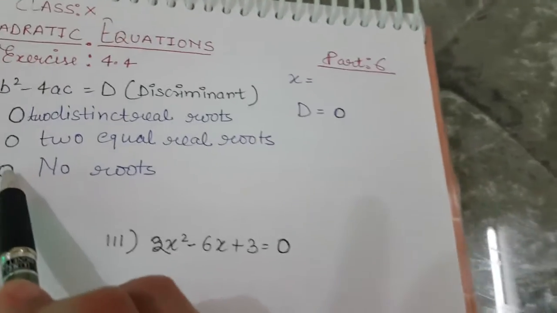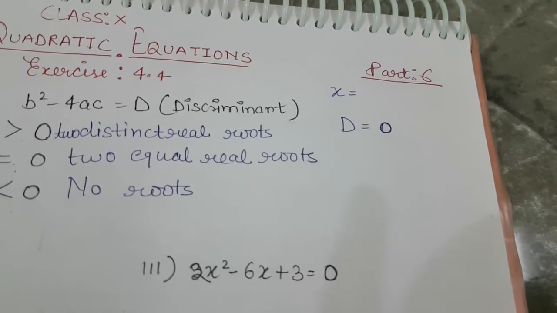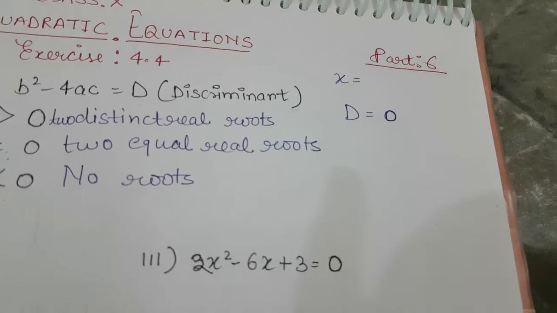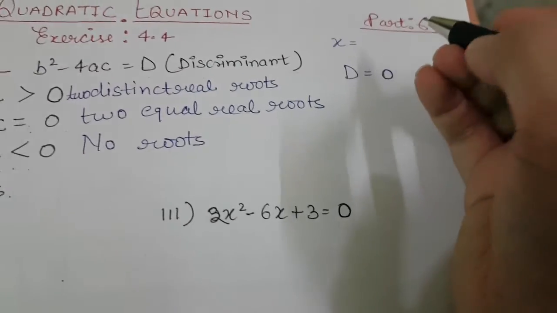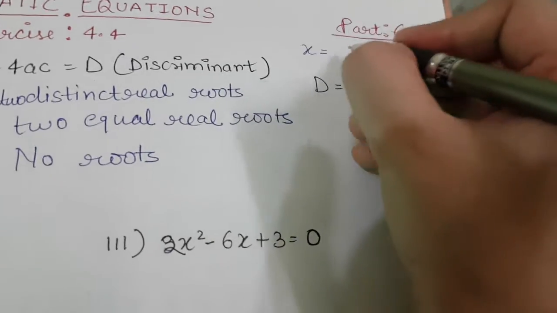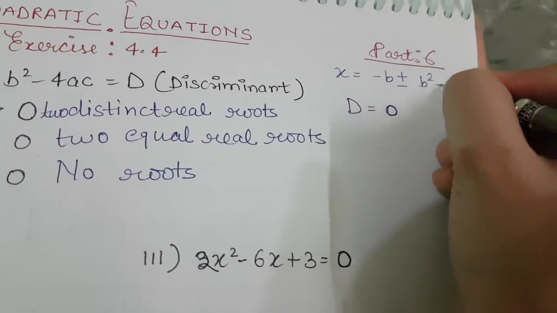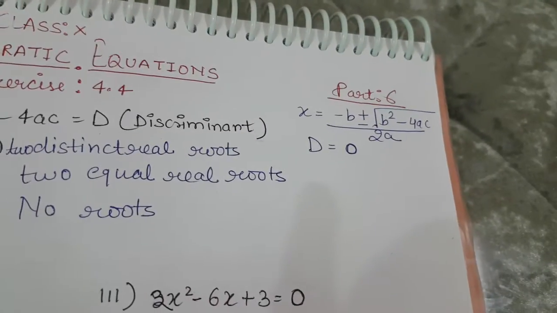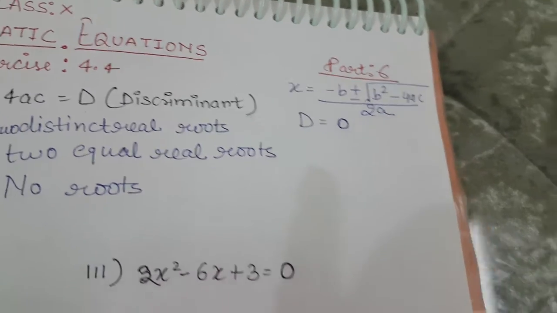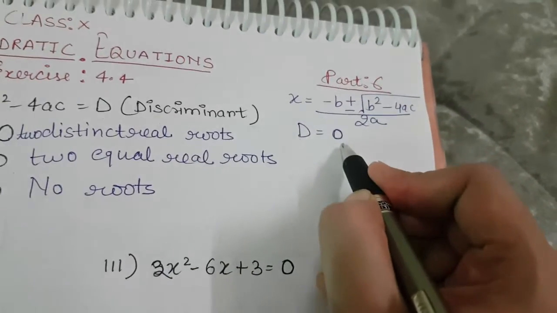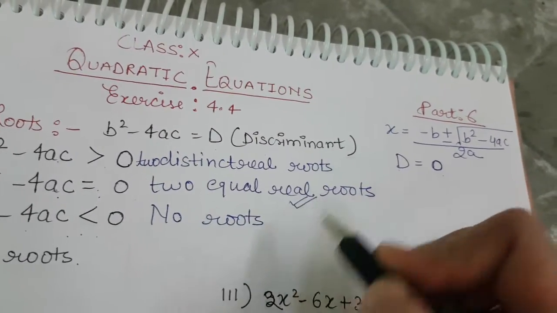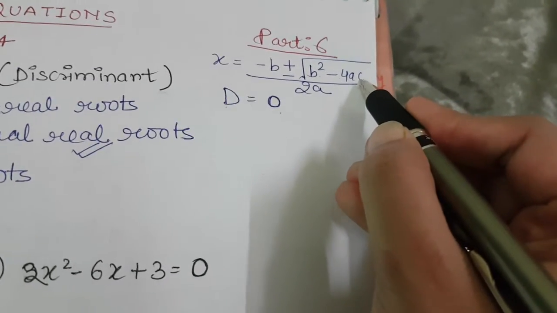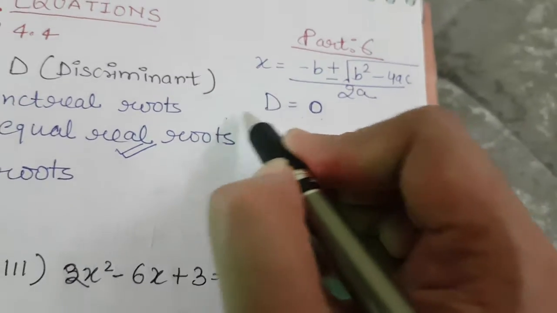Now students, one more thing I want to tell you: after finding the nature of roots, if they are asking for the roots also, we apply the quadratic formula. You know the quadratic formula is minus b plus minus square root of b square minus 4ac upon 2a. This is the quadratic formula to find the roots of a quadratic equation. But tell me, if D value is equal to 0, the nature of roots is two equal real roots. And you can see here that b square minus 4ac is the value of D, and the value of D is equal to 0.